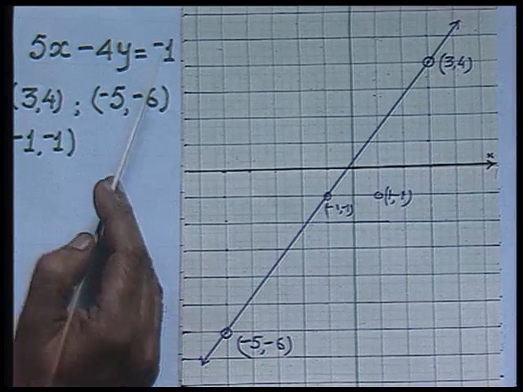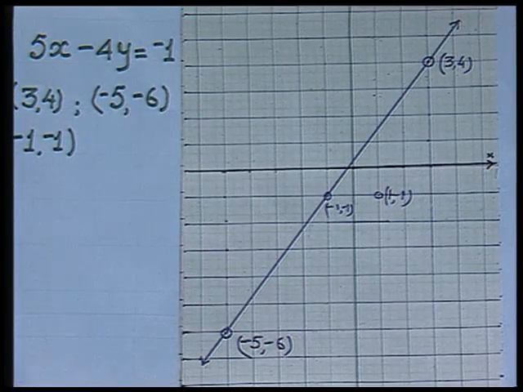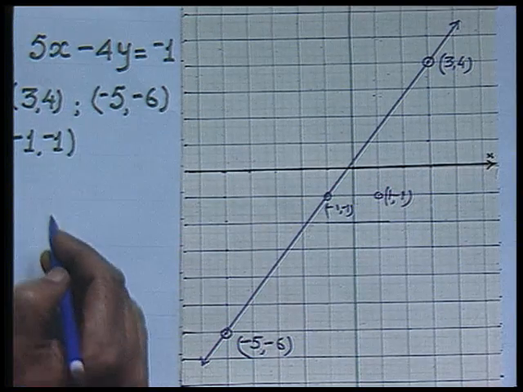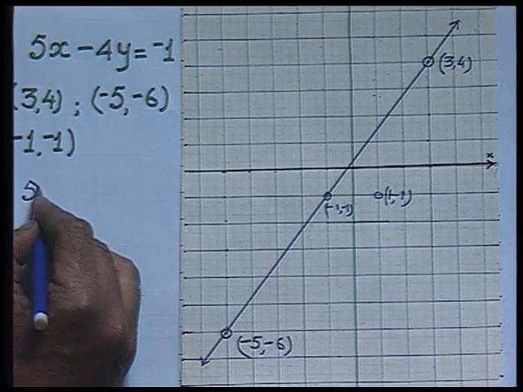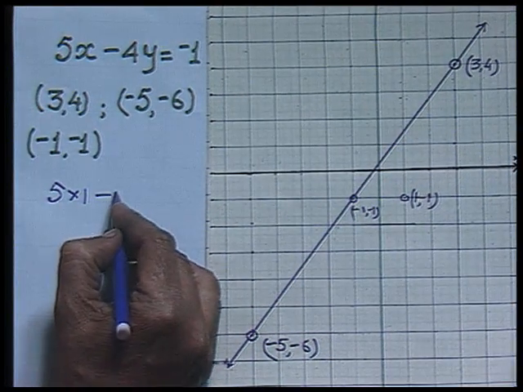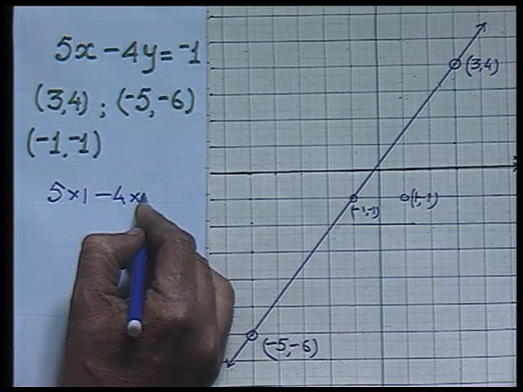So can you tell me now whether 1, minus 1 will be a solution of this equation or not? Let's put that in the equation and see whether this equation becomes a true statement or a false statement. So that is 5 times 1 minus 4 times minus 1.